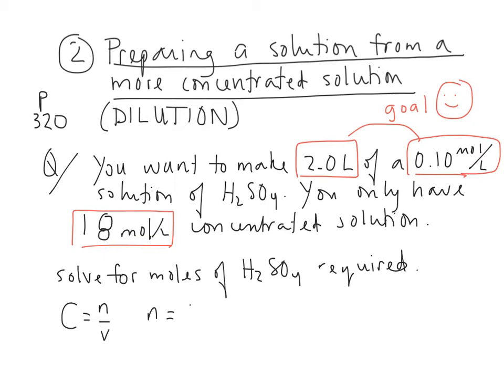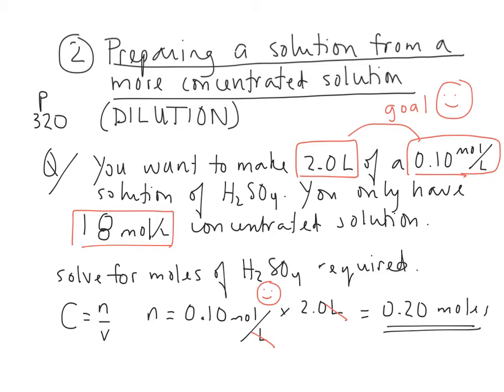So N equals 0, and units will help you out. So avoid memorizing where the C and the N and the V are in this. Think about what you're actually doing. If I take your concentration, which is moles per liter, multiplied by your volume in liters, look at how the units work out. Okay, so that makes me happy, and I know I'm on the right track. So 0.10 times 2 is 0.20 moles.